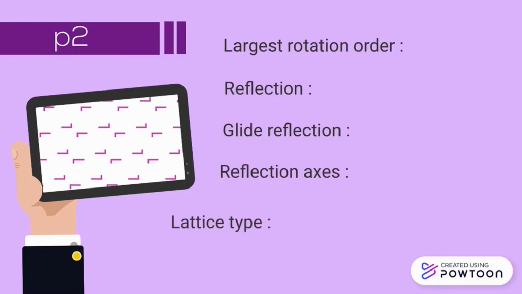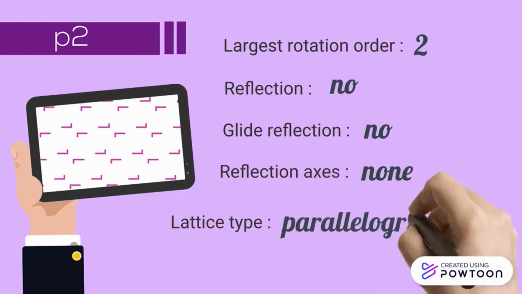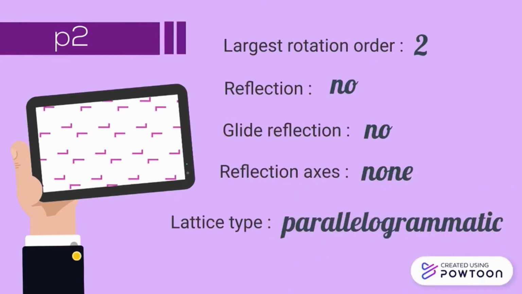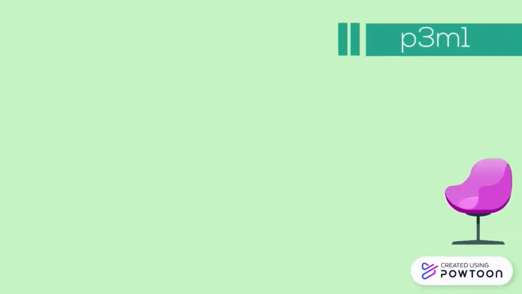P2 has a largest rotation order of 2, and there are neither reflections nor glide reflections. The two translation axes may be inclined at any angle to each other, and its lattice is parallelogrammatic, where a fundamental region for the symmetry group is half of a parallelogram that is a fundamental region for the translation group.